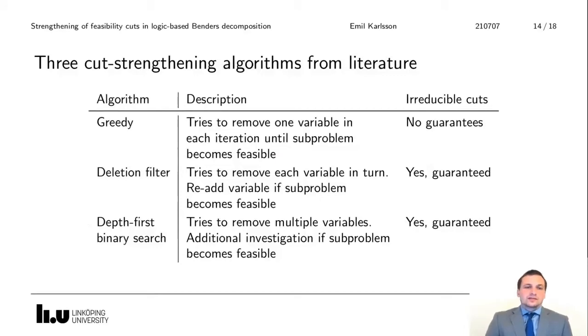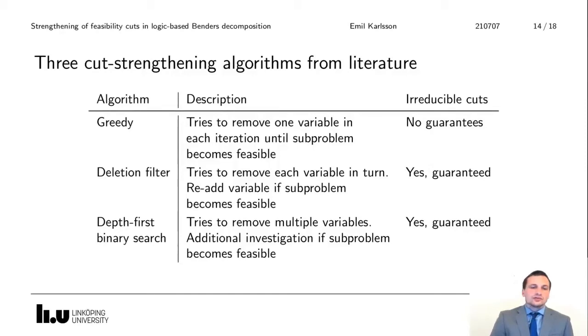We compare three cut strengthening algorithms obtained from the literature that have been used to accelerate logic-based Benders decomposition. The first two, the greedy and the deletion filter, rely on solving and trying to remove one master problem variable in the original feasibility cut per iteration. The greedy one tries to remove one variable in each iteration until the subproblem becomes feasible, but it has no guarantees that we can find irreducible cuts. The deletion filter tries to remove each variable in turn, but re-adds variables if the subproblem becomes feasible. So in this case we solve more subproblems, but we also guarantee that the final cut will be irreducible.